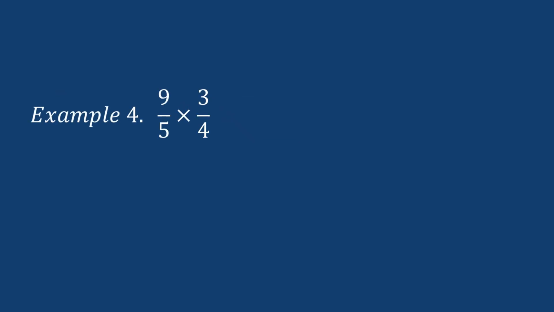Example number 4. 9 over 5 times 3 over 4. Multiply the numerators. So 9 times 3 is equal to 27. And then multiply the denominators. 5 times 4 is equal to 20. 27 over 20 is an improper fraction. So we are going to change it to a mixed number.